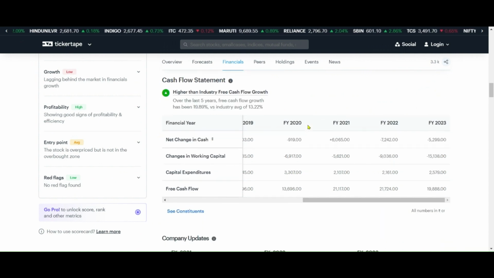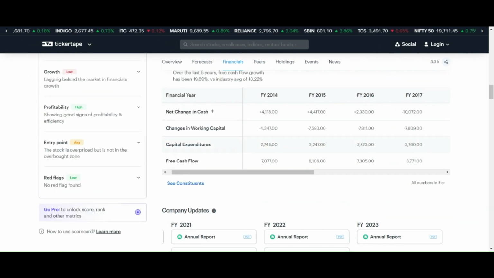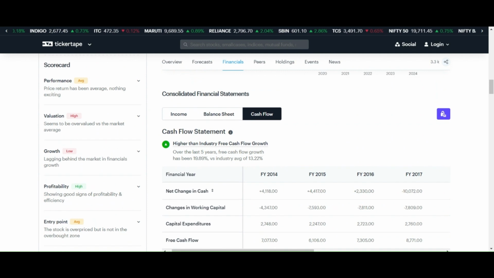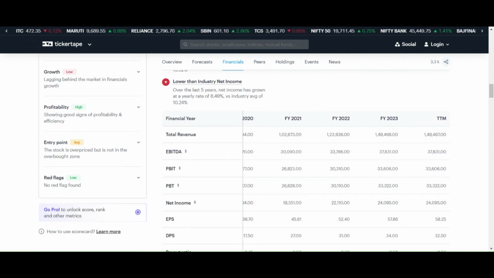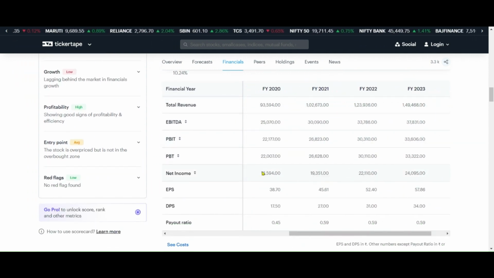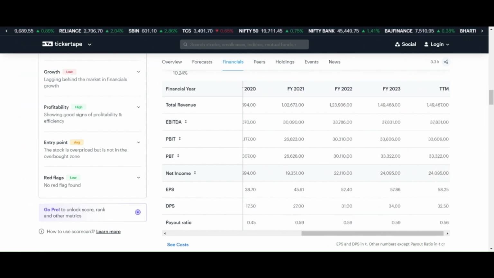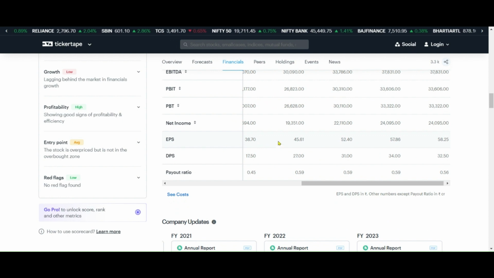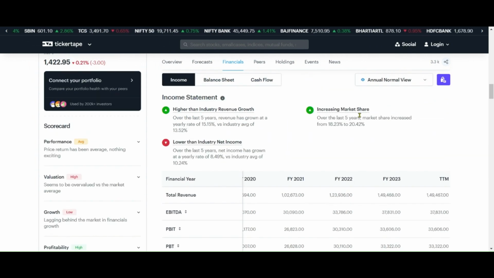This is where you get to see the information like income, balance sheet, and cash flow. You take the income, you can get the information like what is the net income. You see here it has increased year on year. You see the earning per share, it has also increased year on year. So it means the stock is growing, right? So these kind of decisions we can make based on these analysis, the fundamental analysis.